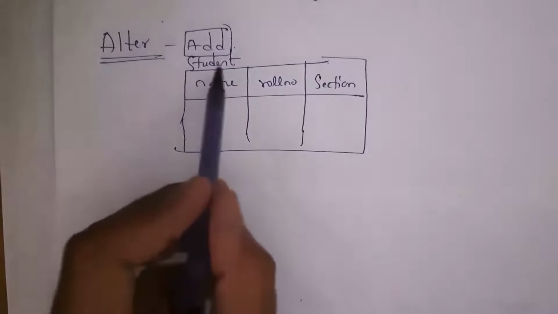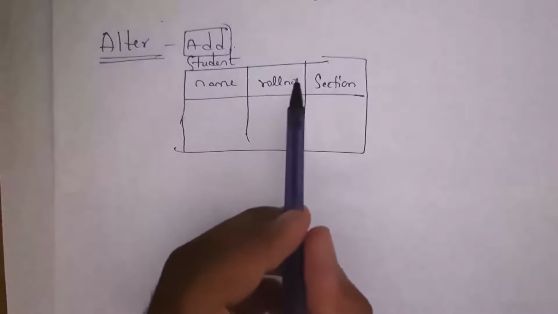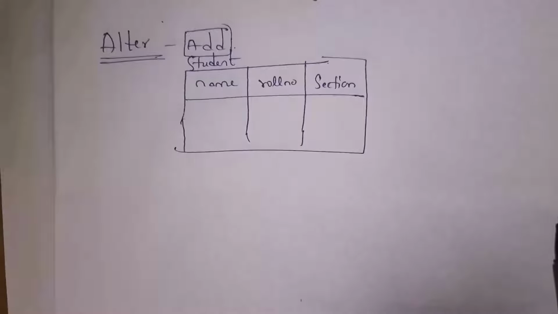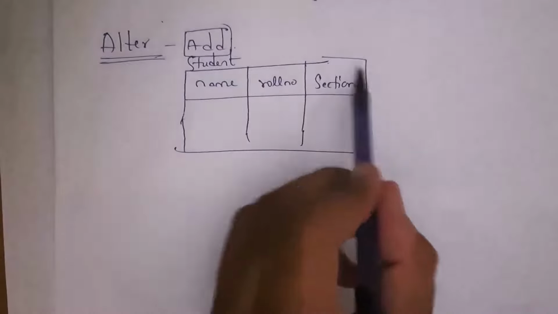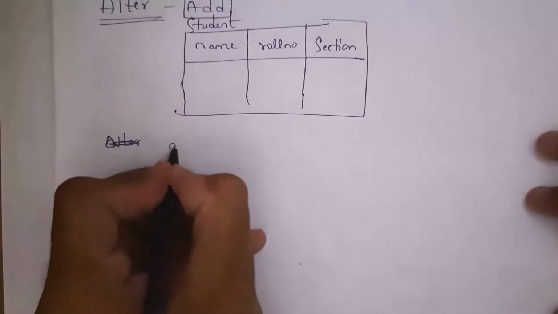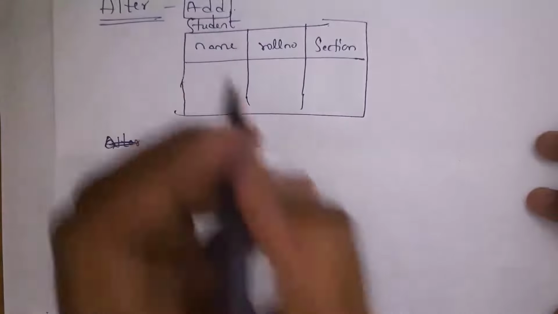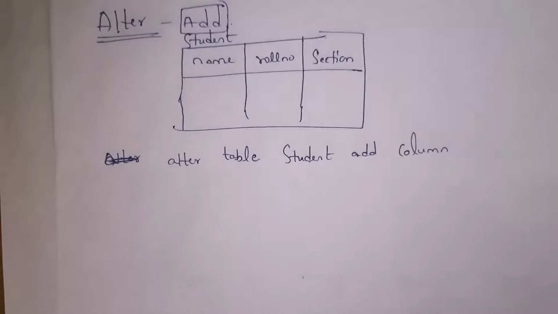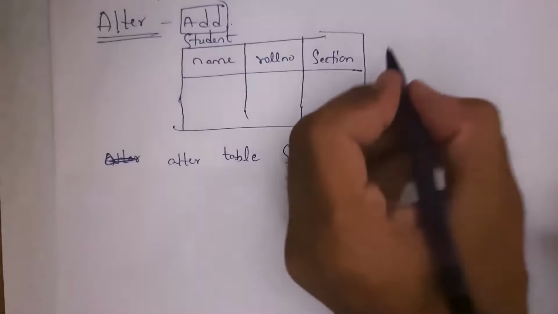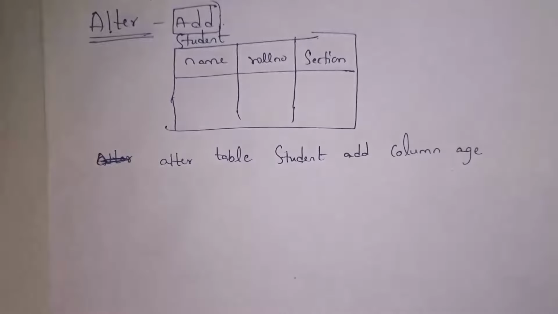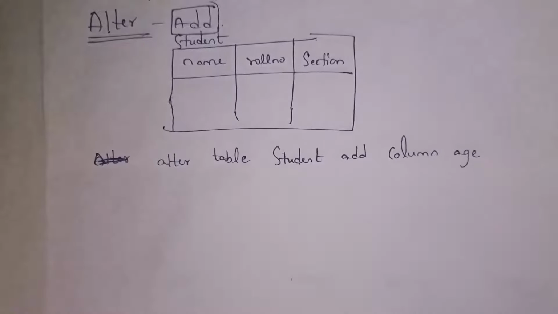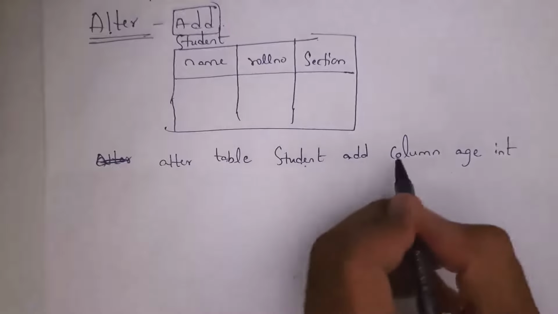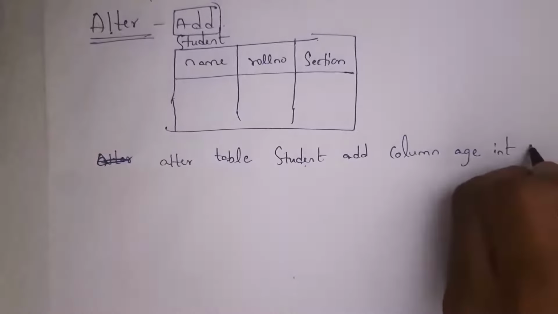For example, there is a student table. In this student table, there are 3 columns: name, roll number, section. Now I want to add one new column, that is age. I want to add the age column to this table. So just write here alter table and my table name is student. So alter table student, add column, here the column name. I want to add the age column. So just write here age. We'll give age like 12, 13, 20, etc. So I will give the data type, that is int. Alter table, table name, add column, column name and data type and give semicolon.